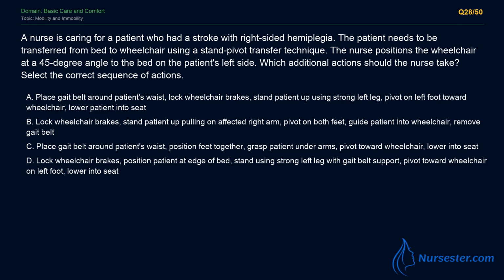Option A. Place gait belt around patient's waist, lock wheelchair brakes, stand patient up using strong left leg, pivot on left foot toward wheelchair, lower patient into seat. Option B. Lock wheelchair brakes, stand patient up pulling on affected right arm, pivot on both feet, guide patient into wheelchair, remove gait belt. Option C. Place gait belt around patient's waist, position feet together, grasp patient under arms, pivot toward wheelchair, lower into seat. Option D. Lock wheelchair brakes, position patient at edge of bed, stand using strong left leg with gait belt support, pivot toward wheelchair on left foot, lower into seat.